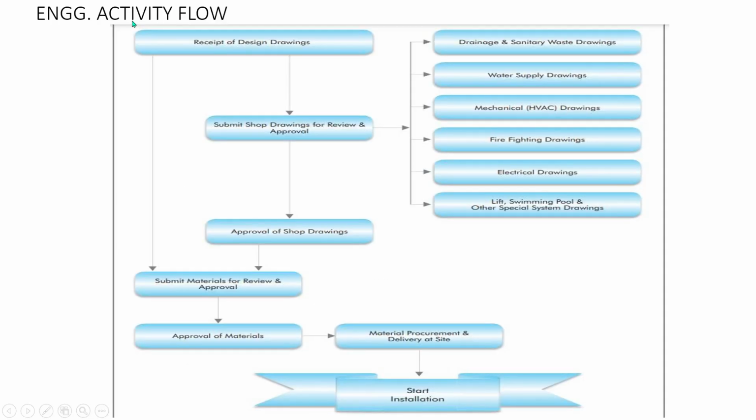Engineering activities flow diagram. First you will receive the design drawings, then you will submit the shop drawing for review and approval. Approval of shop drawing will be given by the consultant. Then submit materials for review and approval. That's called material submission. Once it's approved, you will get the approval stamp from the consultant. Then you can start the material procurement and deliver it to site, and you can start the installation. This is how the process works before you start the installation.